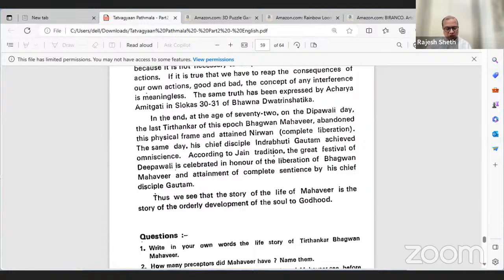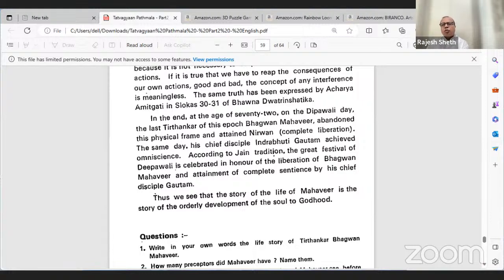Thus, we see that the story of the life of Mahavir is the story of the orderly development of the soul to Godhood. So gradually, he went ahead in the different stages of spiritual development, and ultimately he attained Godhood. So a very inspiring story of Mahavir Swami, and this also inspires us to get liberated, because we are also having the same potential as Lord Mahavir.